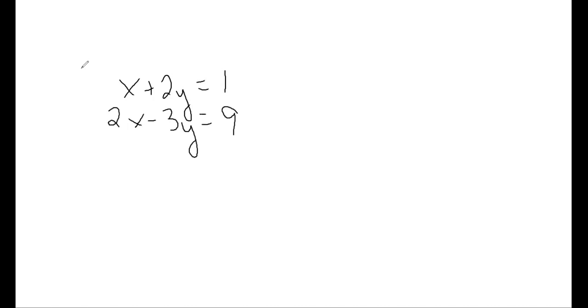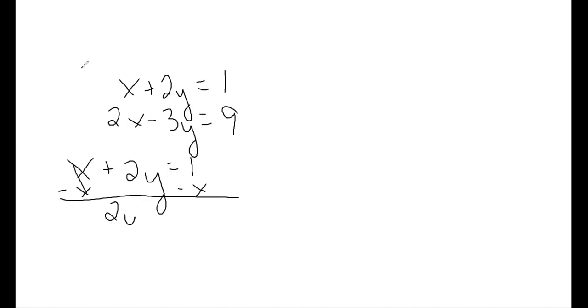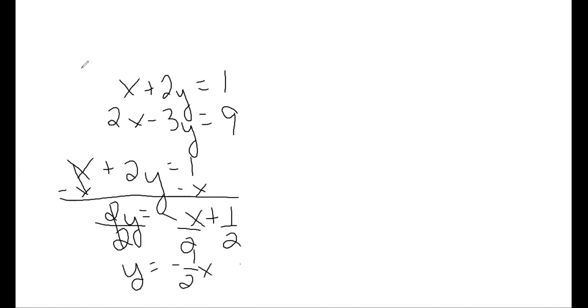First thing we have to do is get y by itself. So I'm going to take x plus 2y equals 1, and I have to get y alone. So take away x from both sides. That's going to leave us with 2y equals negative x plus 1. Divide everything by 2. And that's going to leave us with y equals negative 1/2 x plus 1/2.